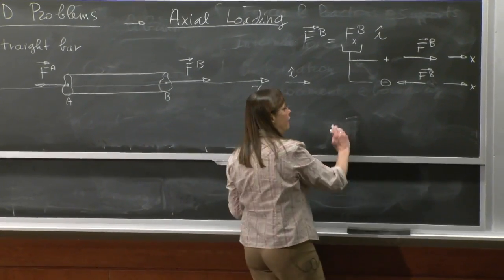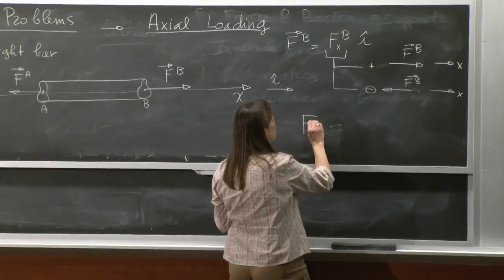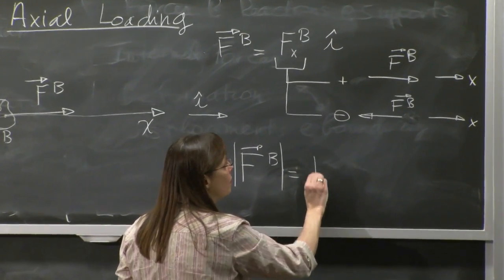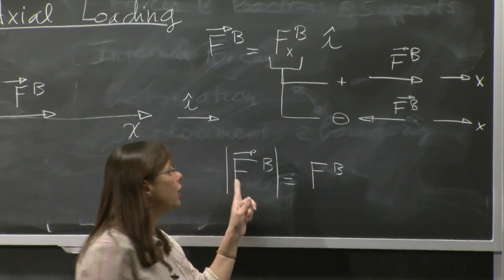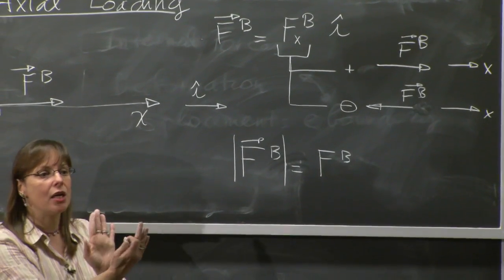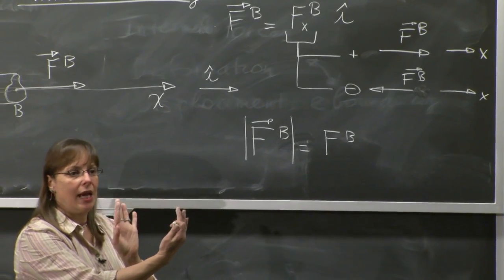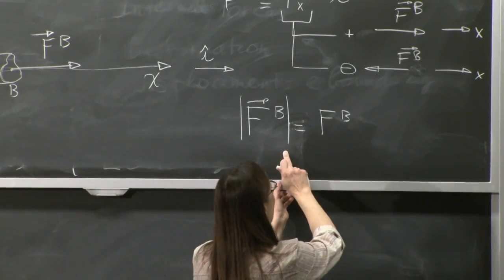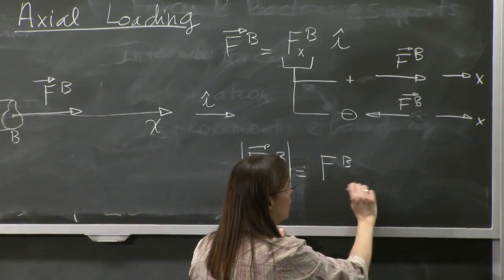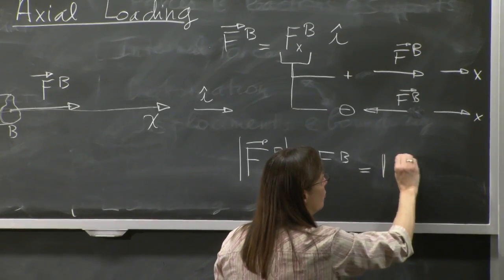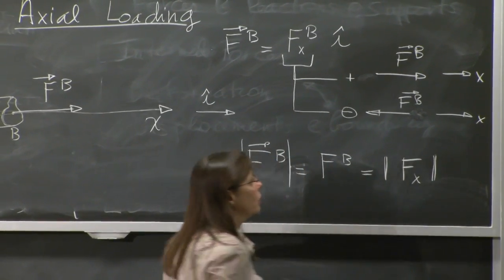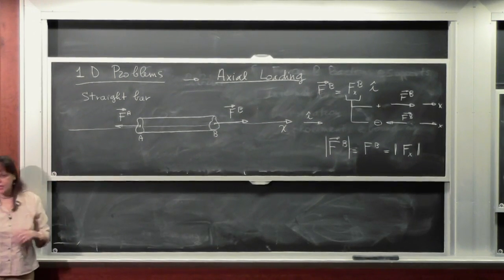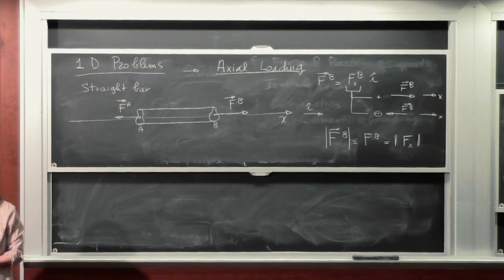Of course, FB is also going to have a magnitude. So the magnitude of FB, in 201, we just simply call it FB without the arrow on top. Of course, the magnitude is like the length of the vector, it is always positive, right? So the magnitude of the vector we indicate without the arrow on top. And this is the same as the absolute value of your x component. OK? So problems in axial loading look like this.